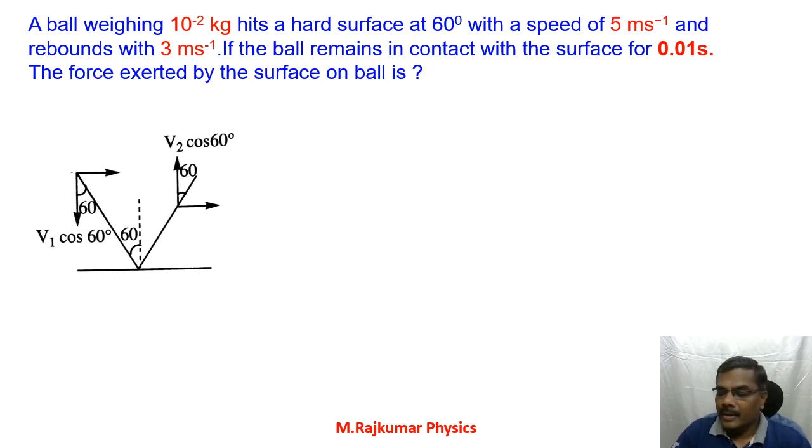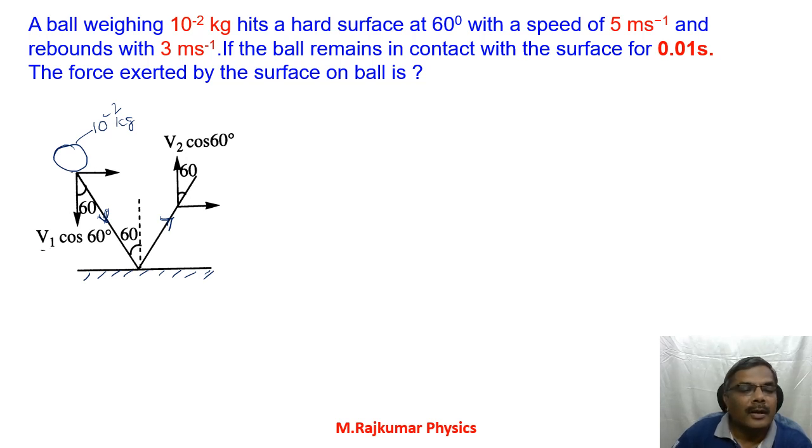So here it's like this. This ball is hitting this surface, let us take this as the hard surface. This ball, which is weighing 10 power minus 2 kg, is hitting this wall, the surface, and it is rebounding. So rebounding, it's bouncing back at an angle of 60 degrees with the wall, with the vertical line, I can say. So this is the path of the ball. It is hitting here and it is rebounding here.